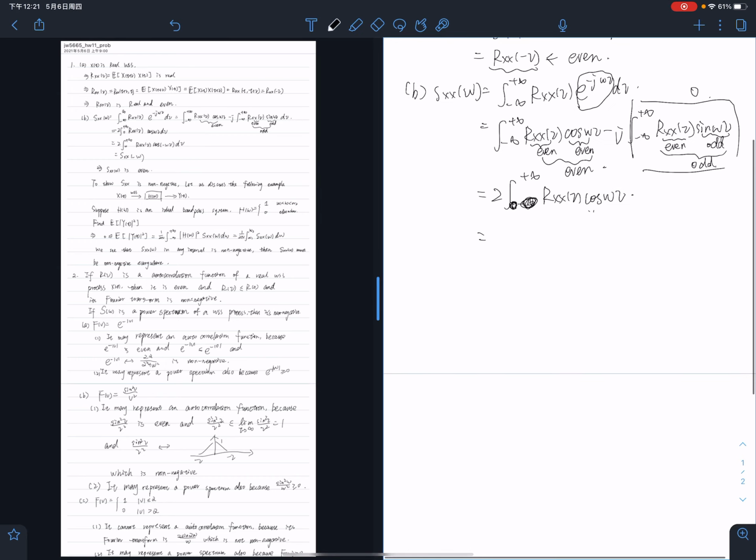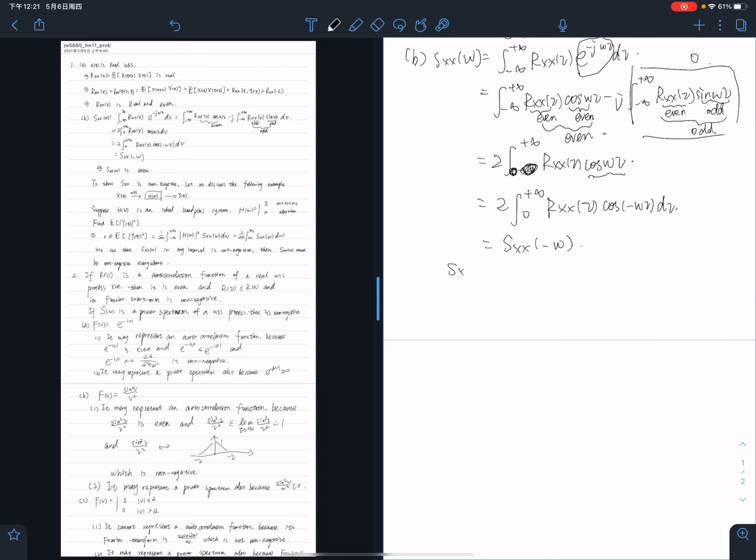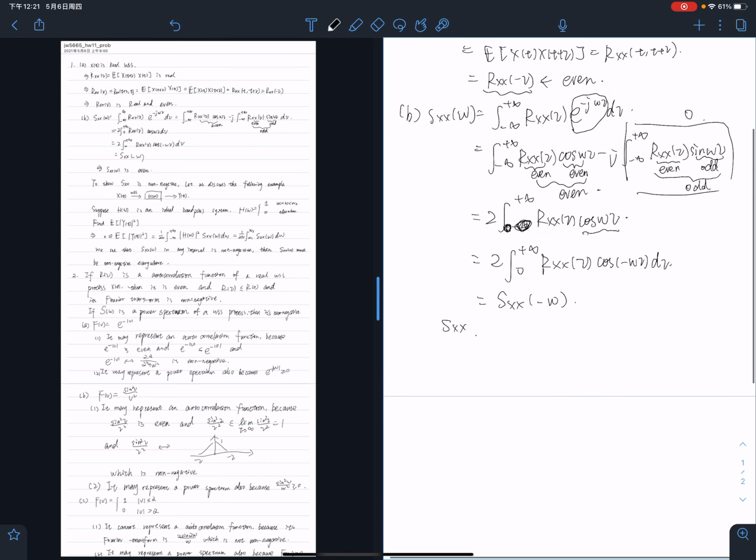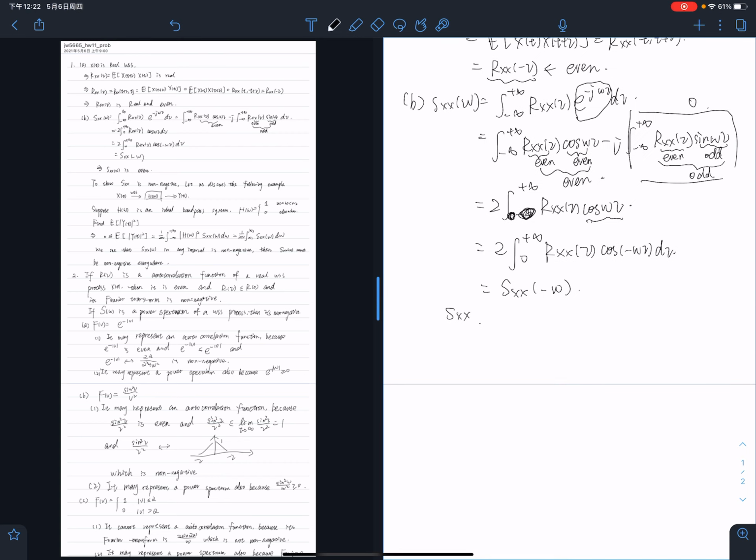Because it is even, the value of cosine omega tau is equal to cosine negative omega tau. So therefore this is equal to Sxx(negative omega). So we also show that the spectrum density is also even. Here we also need to prove that it is non-negative.